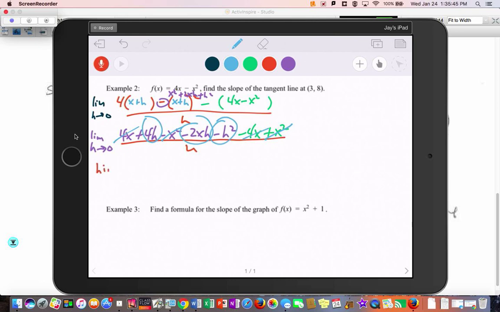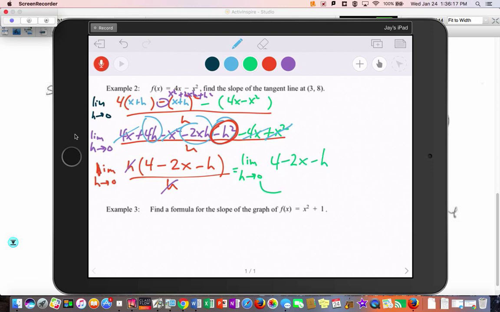So it's going to be the limit as h goes to 0. I'm going to factor out the h away from the 4. I'm going to factor out h away from the 2xh, so just the 2x. And when I do this term, it's just a negative h. So those go away. And now we're left with the limit as h goes to 0 of 4 minus 2x minus h. So I can go ahead and take that 0 and plug it in, and I'm left with just 4 minus 2x.